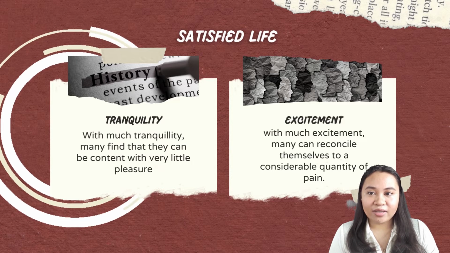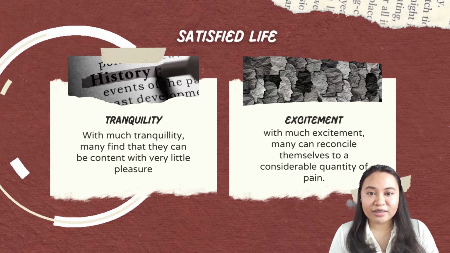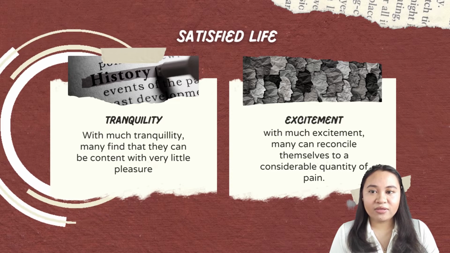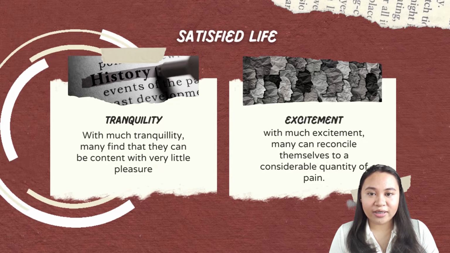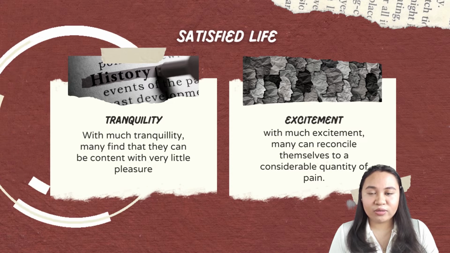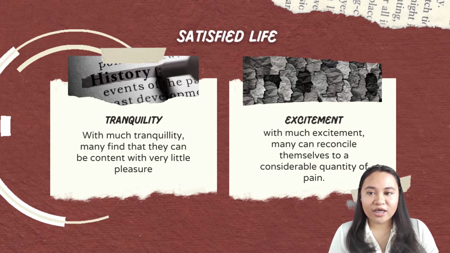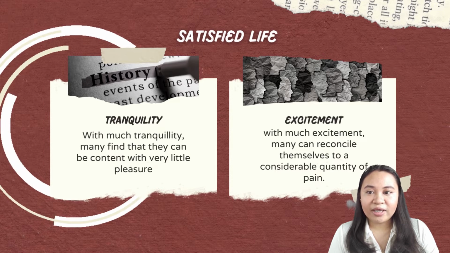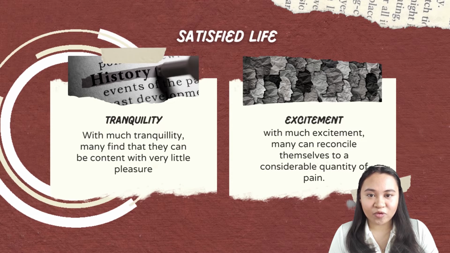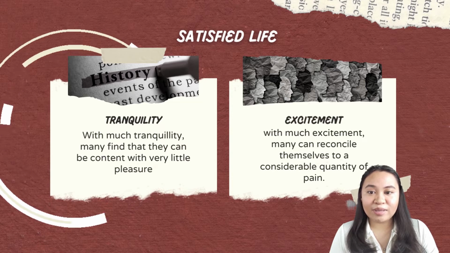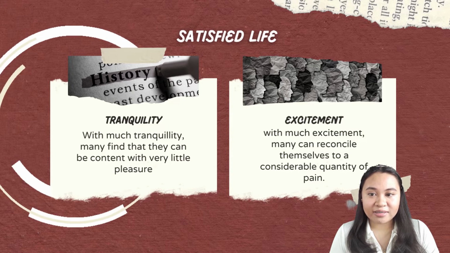Tranquility and excitement are the main constituents of a satisfied life. It is believed that this is the main goal of utilitarianism, for each individual to live a satisfied life. According to Mill, the only indication that something is desirable is when others express their desire for it. Because everyone wants to be happy, it is true that happiness is good.